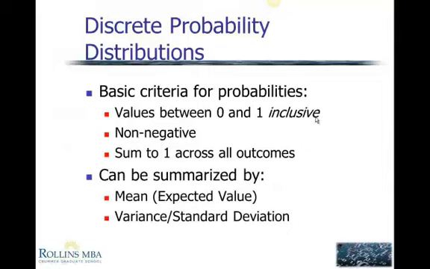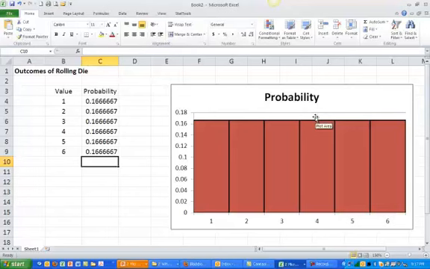And like all distributions, they can be summarized by a mean value, which we call the expected value in the case of a discrete probability distribution. And we can also summarize it using the variance or standard deviation. So we can come up with a summary measure that captures the central location and one that captures the amount of spread in the data. Well, let's go back to take a look at our graph and our probability distribution.